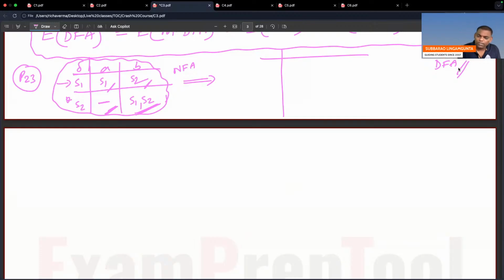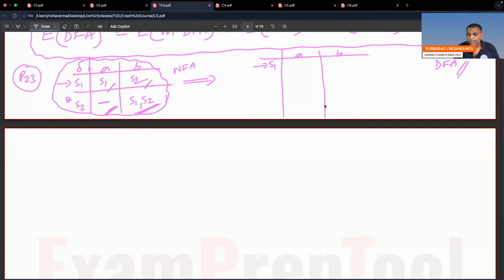How, sir? Very simple. In the NFA, whichever is the starting state, you also take the same. Now, every time you have to see the NFA. Only take the starting state. Don't take the remaining. Other states don't take. Only take the starting state. Every time see the right NFA.